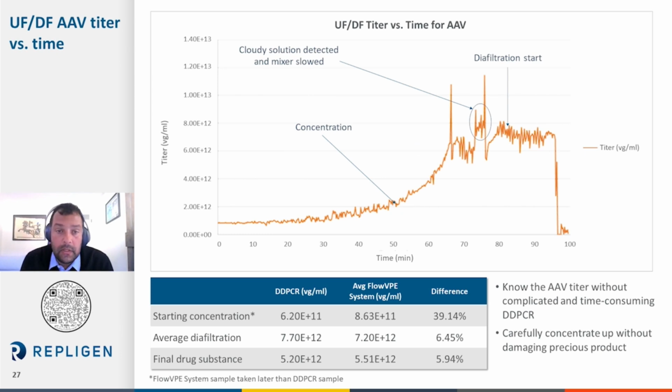At each stage, we took a sample and sent it off to the ddPCR. Unfortunately, the first sample was a little bit off because we had already sampled before we started the process and it might have concentrated slightly. But you can see that even with that, all the values were very close to the offline ddPCR. So I think this is a pretty good proof of concept to show that it's possible to use this system for the concentration step in your AAV process.